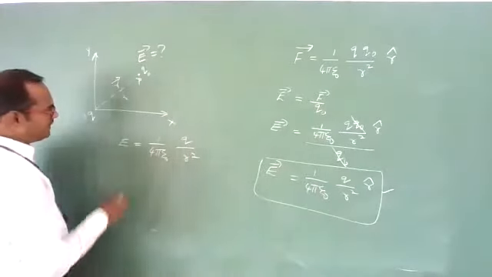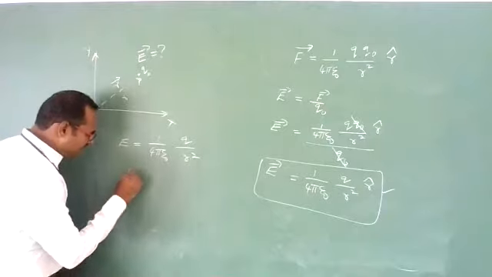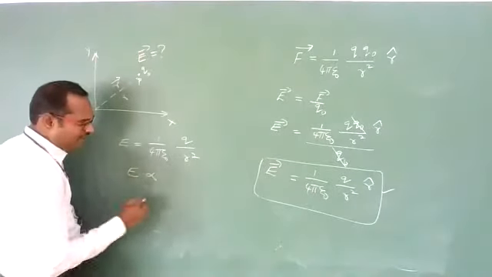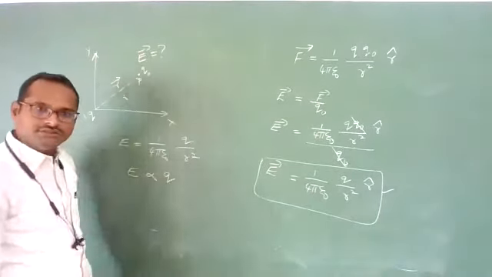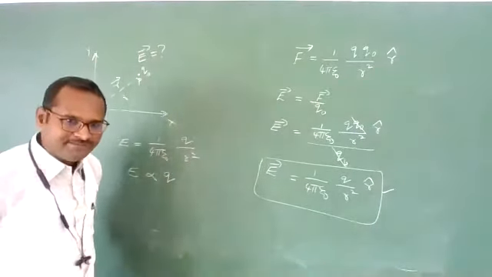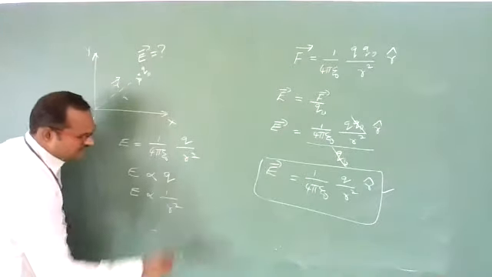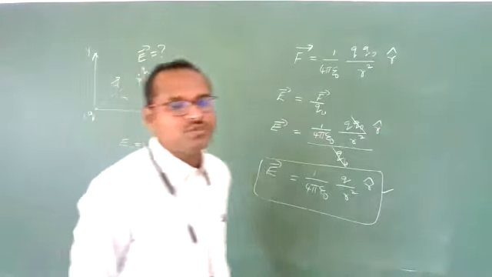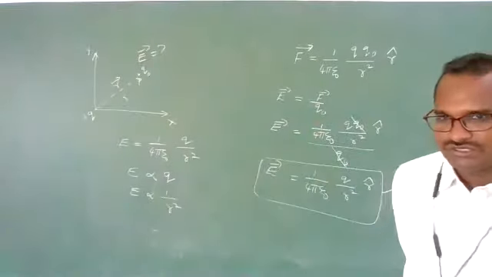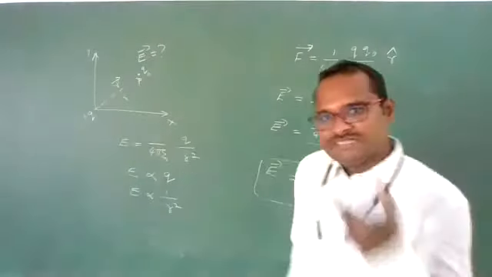See, here I have written only the magnitude. This electric field depends upon what factors? It depends upon charge: more is the charge, more will be the electric field. And it is inversely proportional to the square of the distance from the source charge. More is the distance, less will be the electric field.